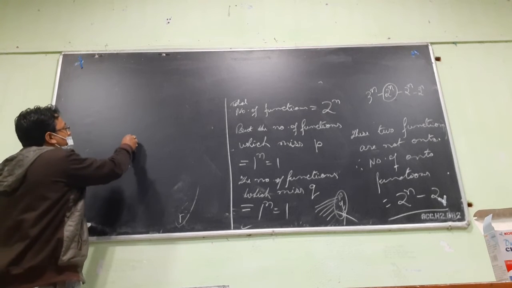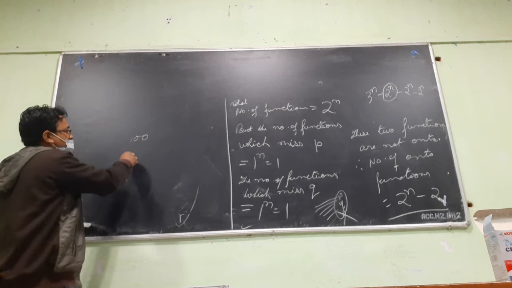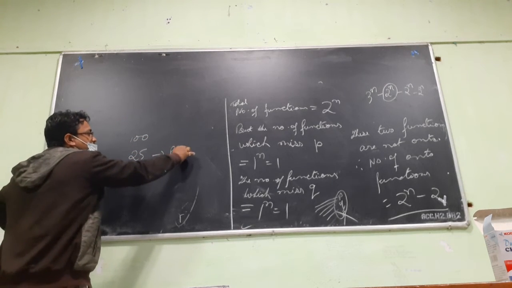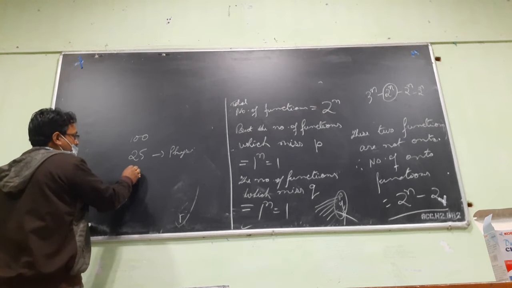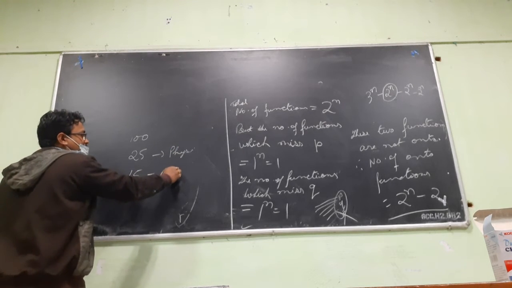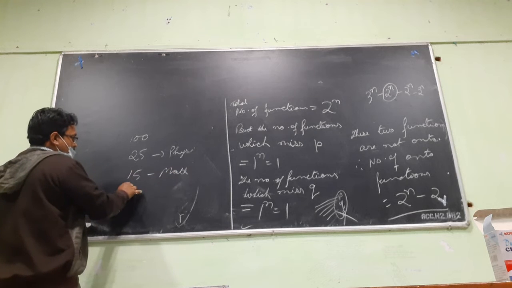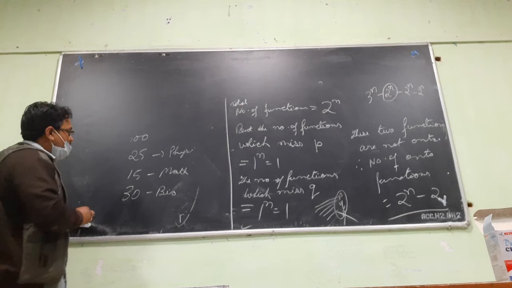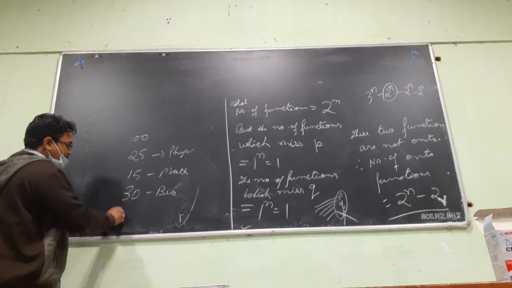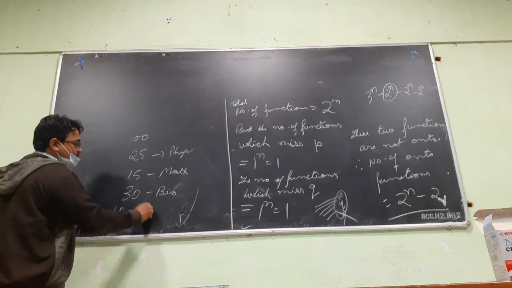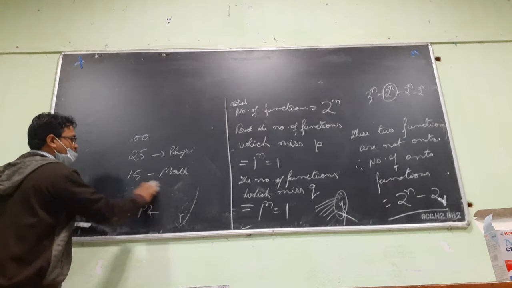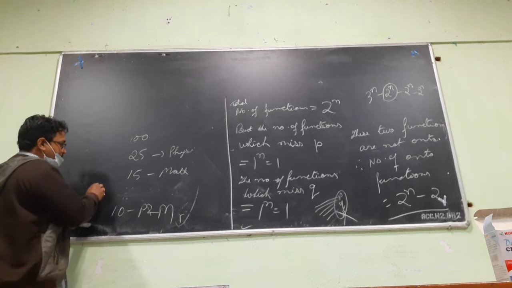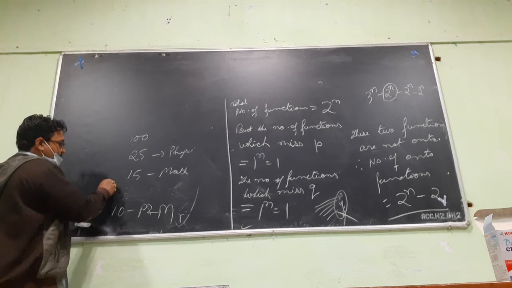In a class, there are 100 students. Say 25 of them have taken physics, 15 have taken maths, and say 30 have taken biology. And say 10 have taken both physics and maths. Biology I shall exclude for today. Physics and maths. So how many students have taken either physics or maths?